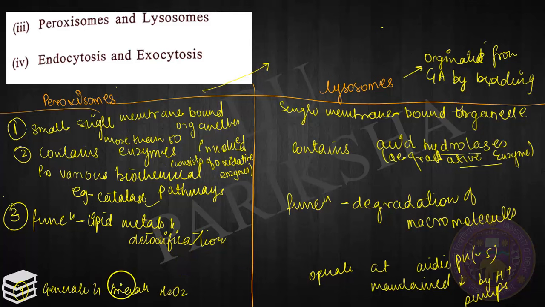They generate and break down H2O2, that is hydrogen peroxide, by the activity of catalase. While lysosomes are involved in the degradation of macromolecules like proteins and lipids. They operate at acidic pH, and that is maintained by proton pumps.